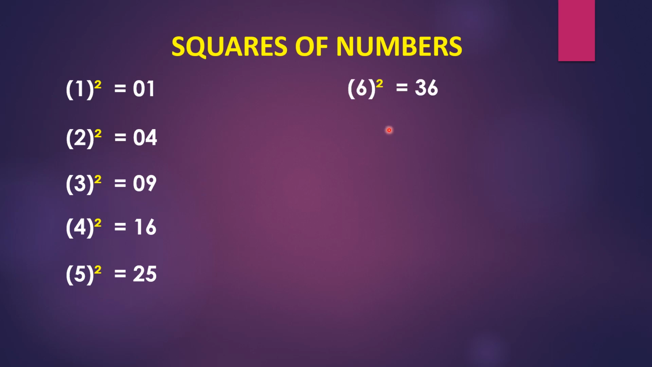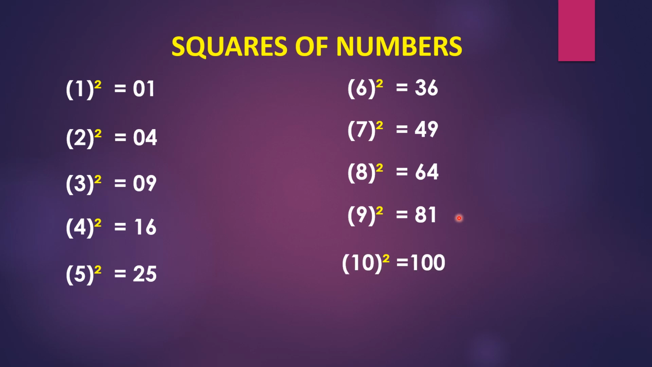Let's move on now. 6 square, 6 into 6, is 36. 7 square is 49. 8 square is 64. 9 square is 81. And 10 square is 100, 10 into 10. You are all very much aware of these from 1 to 10. The squares have to be perfectly known so that finding two-digit number squares will become very easy for you all.